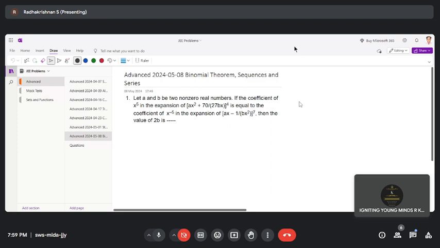So what is the formula for T r plus 1? nCr x to the n minus r y to the r. Very good. In the expansion of x plus y whole to the power of n, T r plus 1 is nCr x power n minus r y power r. Just use this, you can solve this problem.